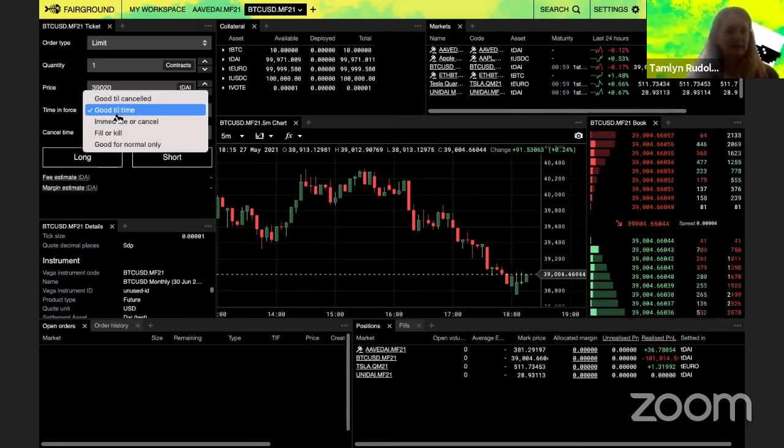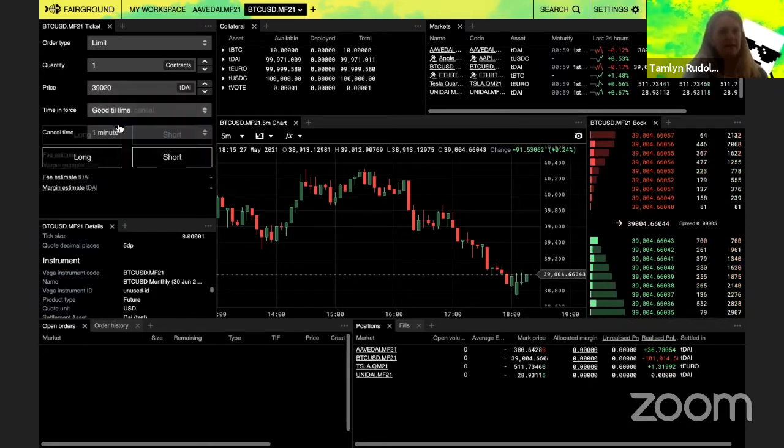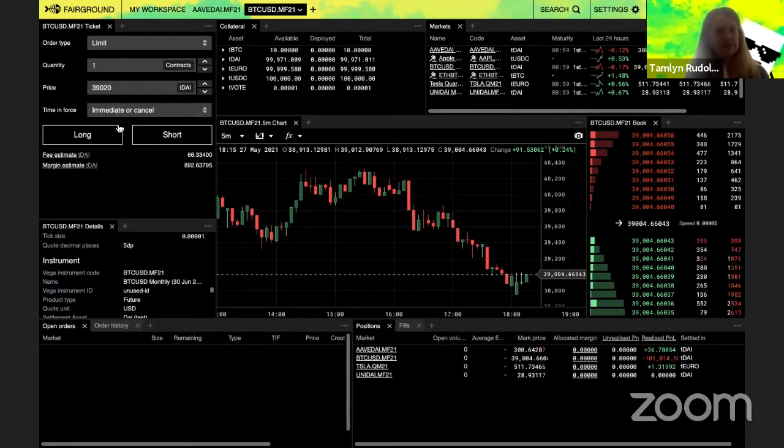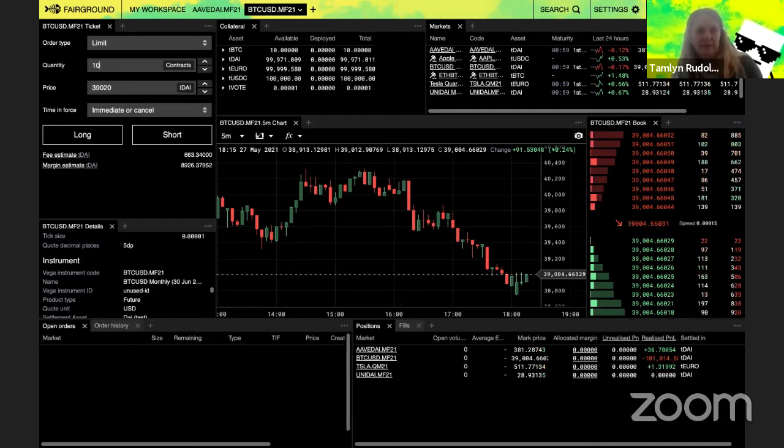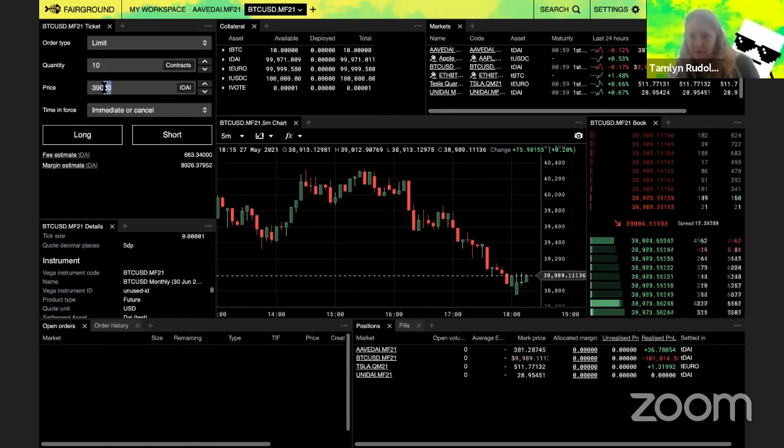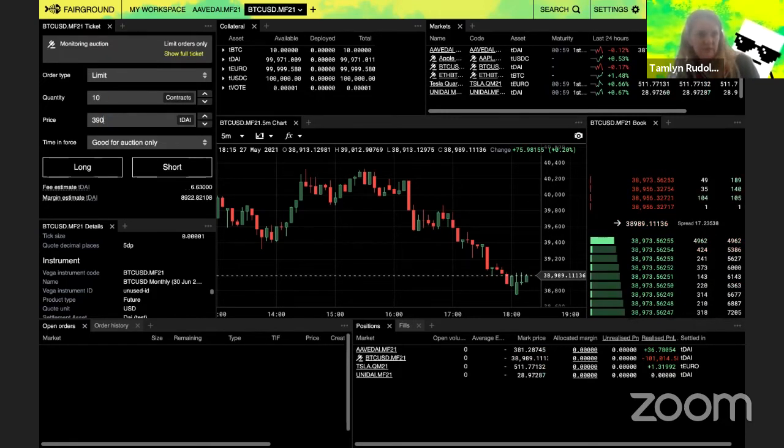Great. So now an immediate or cancel refers to the fact that, basically, what the system does for an immediate or cancel is it tries to fill as much as it can immediately, and then it just cancels the rest. So let's take a look. If I again am doing a limit order, which is fine, let's now say that I want to do 10. Let's make the price 39.00. Moving around quite a lot.